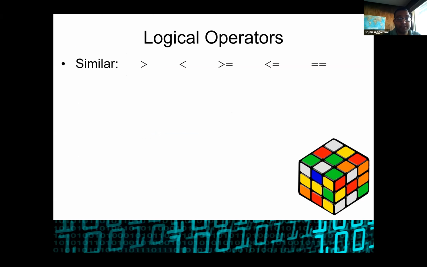Logical operators. Some logical operators are similar to C++, like greater than, less than, greater than or equal to, less than or equal to, equal to. And the different one is the AND operator. So does anybody remember what the difference is here? How did we use the AND operator in C++?